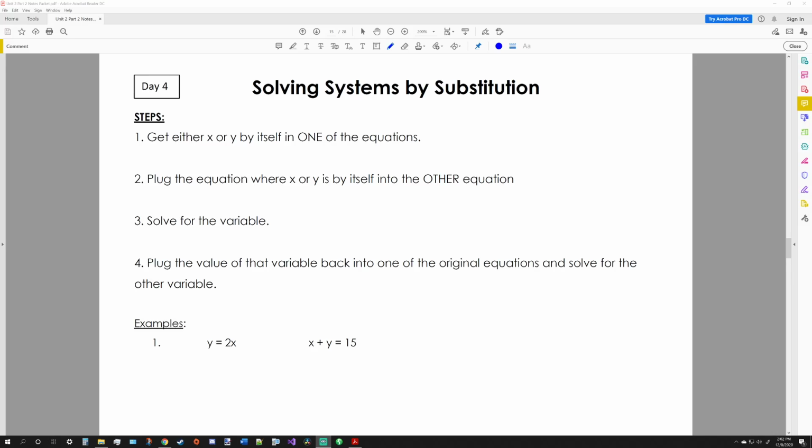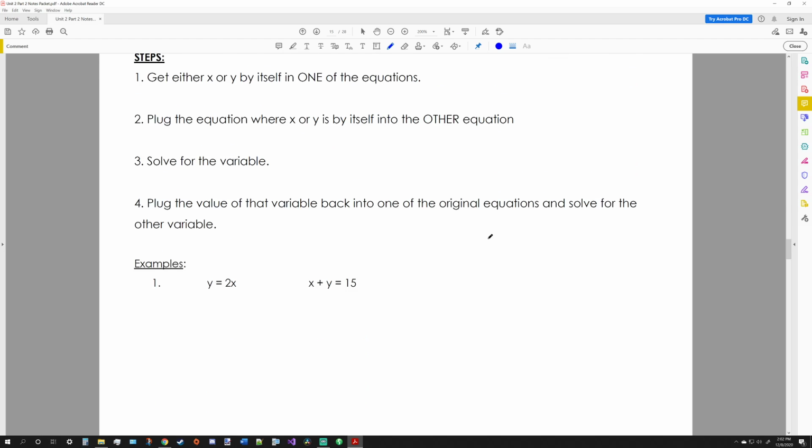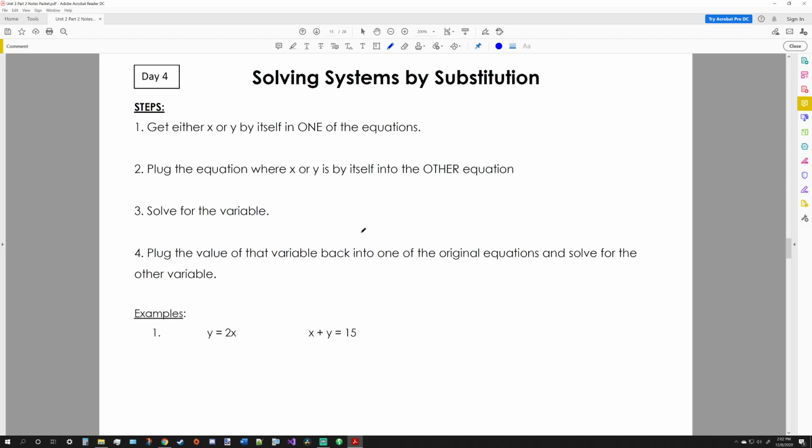All right, guys, so we're going to talk about solving systems of equations by substitution. This is day 4 in your notes, page 15 in the note packet. Here it goes over the steps, talking about getting one of the variables by itself first, and then plugging in or substituting. And I'm going to show you what that means.